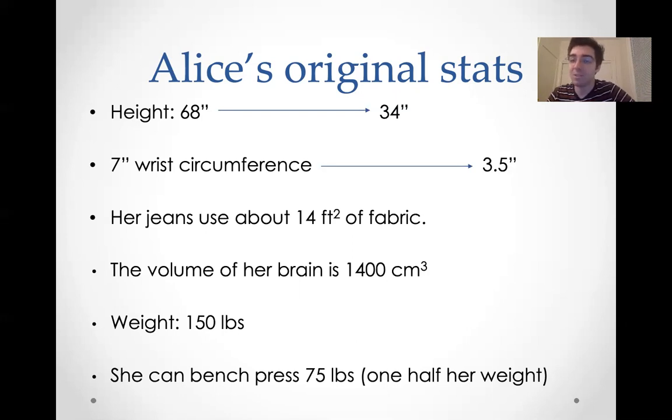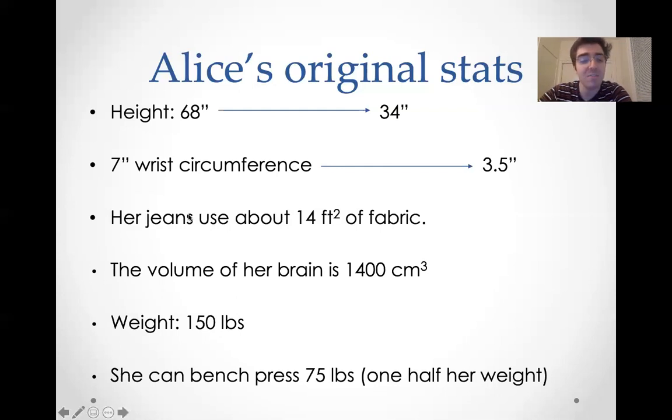So those are basically just lines on Alice's body, right? If I were to go measure from the top of her head to her feet, that's a straight line. That's her height, that gets shrunk in half. And her wrist circumference is just a line I draw around her wrist. That also gets shrunk in half. What about the fabric used in her jeans, though? That was 14 square feet. We might initially suspect that when that gets scaled down, that ends up being 7 square feet.